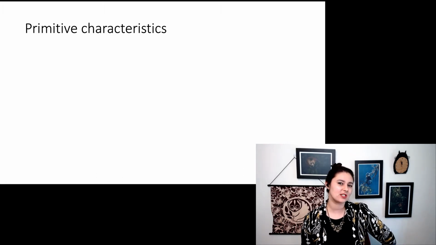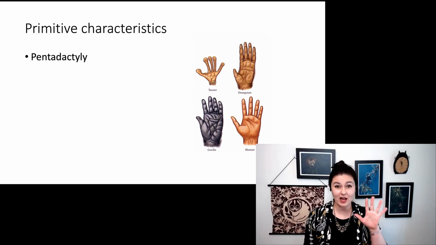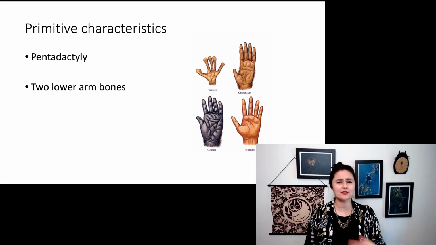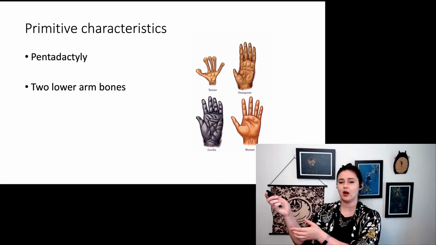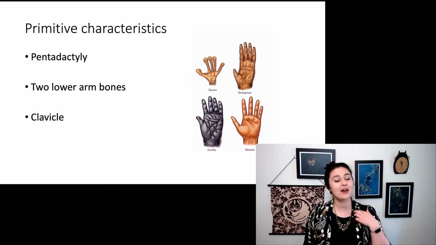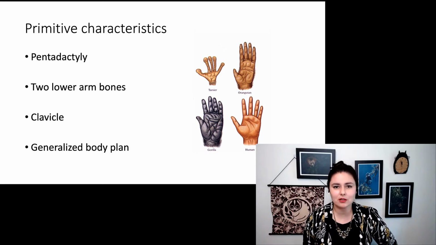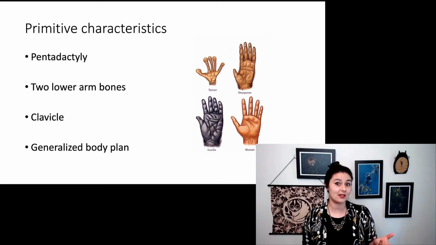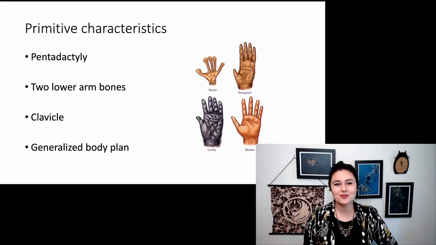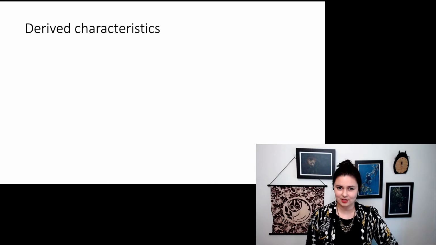Additional primitive characteristics, now we're getting a little closer, are pentadactyly. This is just a fancy word that means five fingers, penta for five, dactyly for hand. We also have two lower arm bones. We have our radius and ulna. Some animals only have one. We also have a clavicle. This has been around for a while. And we also just have a rather generalized body plan. We aren't specialized like the bats who've transformed their hands into wings or the cetaceans that have transformed their hands into flippers. But let's talk about what's a little bit more exciting, the derived characteristics.